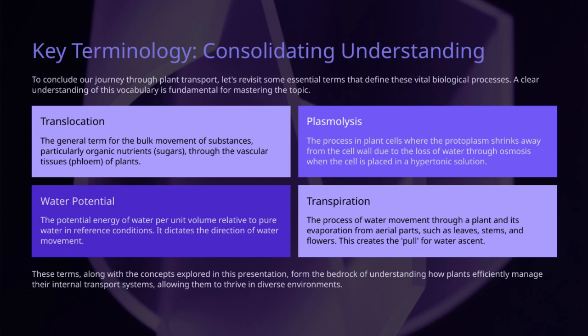To conclude, understanding these key terms, transpiration, plasmolysis, water potential, and translocation, is vital. They form the foundation for grasping how plants transport water and nutrients efficiently. Mastering this vocabulary helps us better appreciate the complex biological processes that enable plants to survive and flourish in diverse environments.